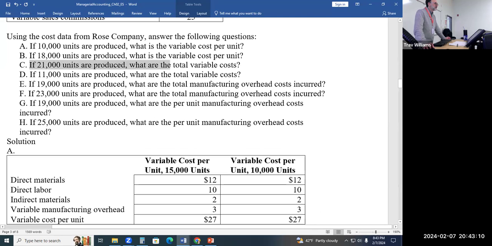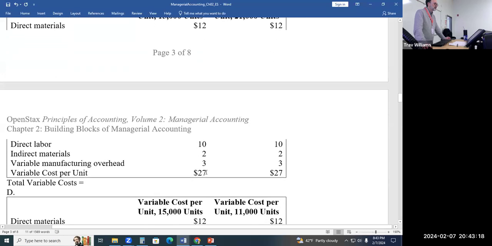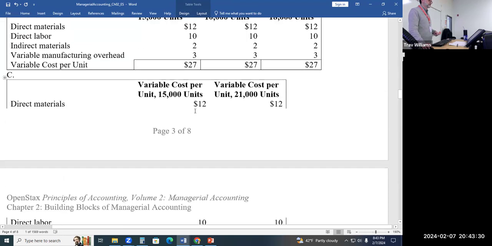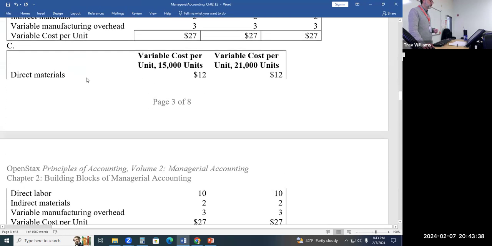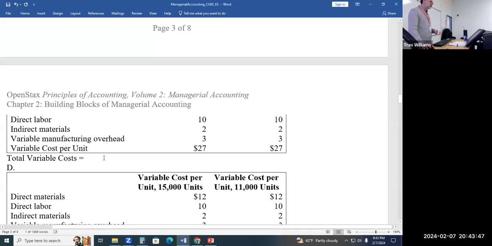If 21,000 units are produced, what are the total variable costs? So how can we figure that out? It's $27 per unit. We're making 21,000 units, right? How do we get the total variable costs? Multiply the variable cost per unit by the number of units. That's right. Just take that 21,000 units, multiply by our $27 variable cost per unit, and that gives us the answer. $567,000 is our total variable cost.